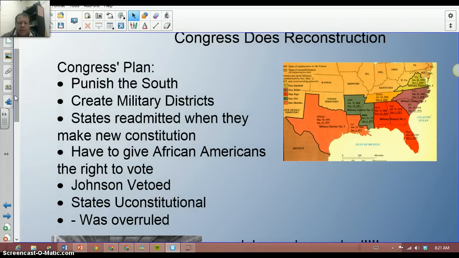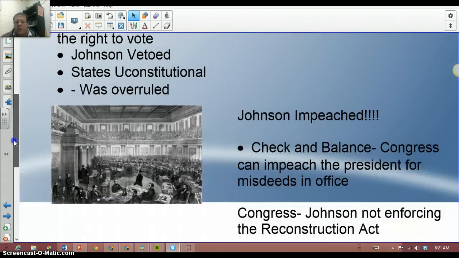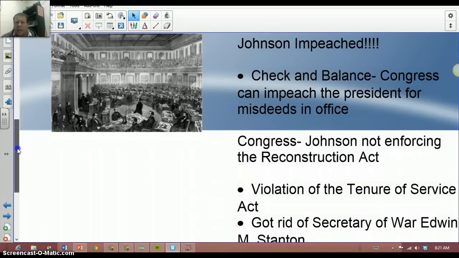Now, obviously, Johnson vetoed this law as well, because he felt that it was unconstitutional and that the Constitution already did the job. Well, he was overruled by Congress, and the law went into effect anyway. Now, as part of this whole fight, President Johnson was impeached. President Andrew Johnson was one of two presidents that have ever been impeached while in office. Impeachment is a check and balance, so Congress can get rid of the president if they feel he's doing bad things in office. Congress stated that Johnson was not doing his job.